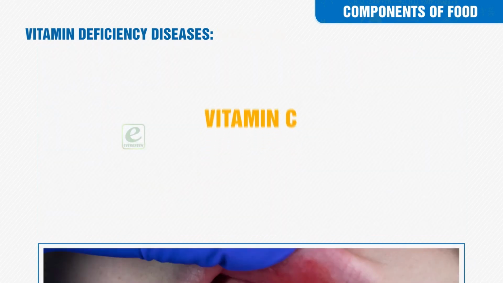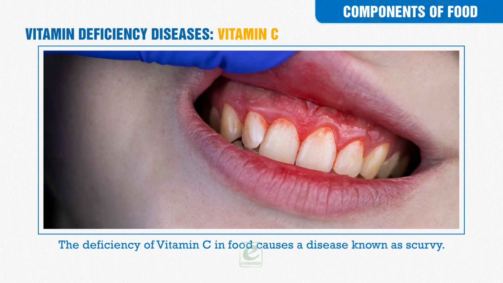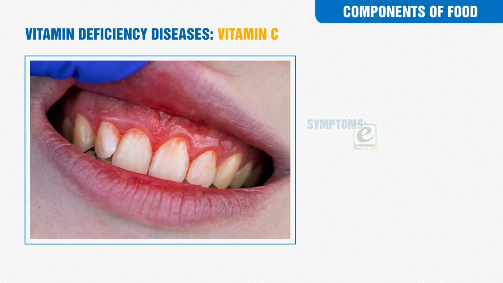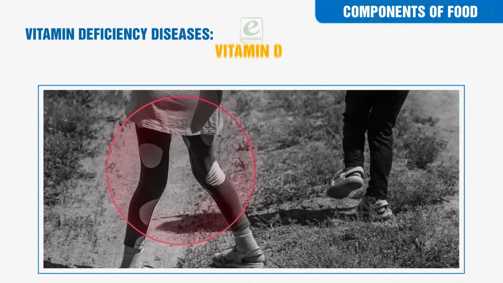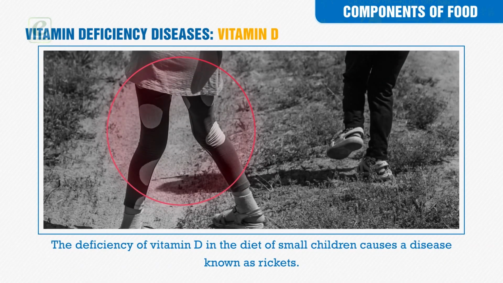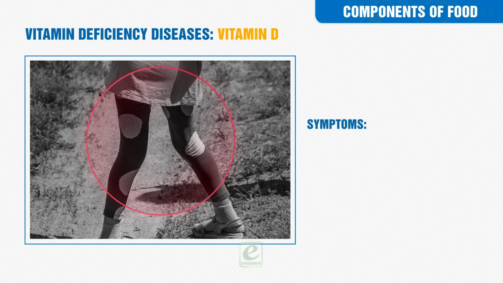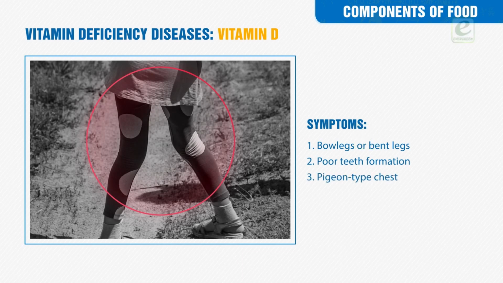Vitamin C. The deficiency of vitamin C in food causes a disease known as scurvy. Symptoms. Bleeding of gums, loosening of teeth, wounds do not heal easily. Vitamin D. The deficiency of vitamin D in the diet of small children causes a disease known as rickets. Symptoms. Bow legs or bent legs, poor teeth formation, pigeon-type chest.